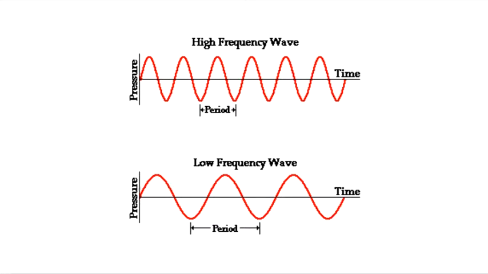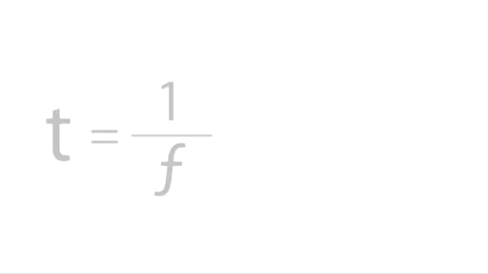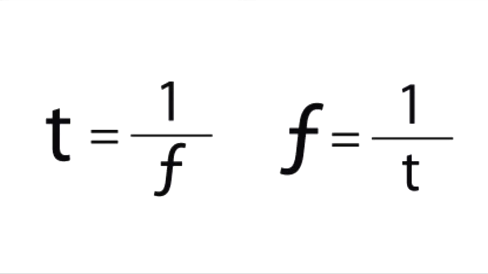And frequency is how often a cycle occurs. In this example, the higher the frequency is, the more frequent the wave is. The lower the frequency is, the less frequent the wave is. The period in a formula can be represented by 1 over frequency, and the frequency can be represented by 1 over the period.